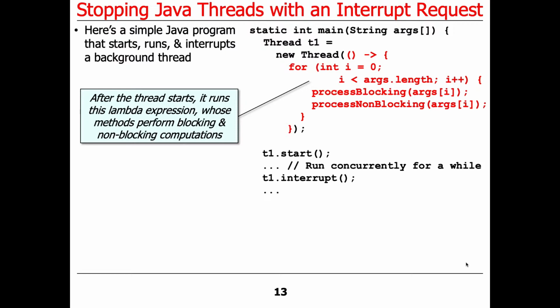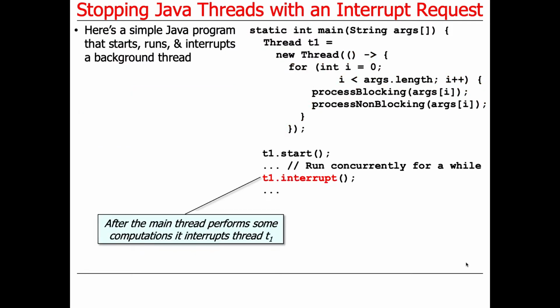And you can see after it starts, it runs this little lambda expression. What this lambda expression does is it loops through all the arguments that are passed in, and it does some blocking processing and some non-blocking processing. That's what it does. And then at some point down the road, the main thread says, okay, you've done your thing, time out, your time's up, I'm going to interrupt you. So it sends an interrupt request to thread T1, which of course sets that thread's interrupt status flag.